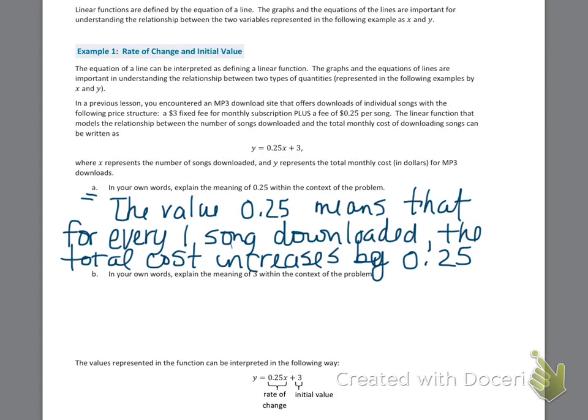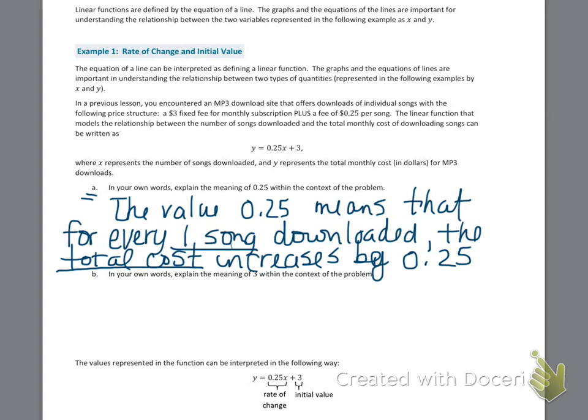I apologize for the horrible handwriting. It's really hard to write with this pen. Okay, so that's a little different than just saying it's 25 cents per song. Okay, here we've referenced both variables, number of songs downloaded, and for every additional song or every one more song, the total cost, which is y, increases by 0.25. So we want to address both variables here.